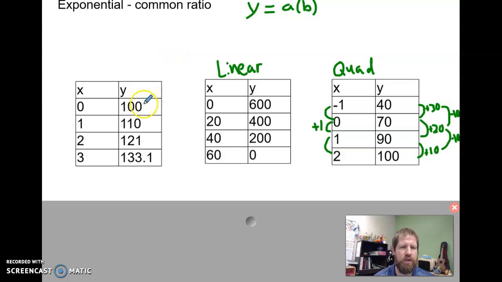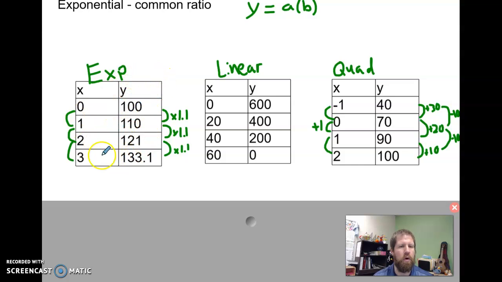So now I'm going to look at my ratio. Well, 100 times 1.1 is 110. 110 times 1.1 is 121. And 121 times 1.1 is going to be 133.1. So I have a common ratio. And as long as these are all consistent, which they are, that tells me that this is an exponential data set, or a data set that could be modeled with an exponential equation.